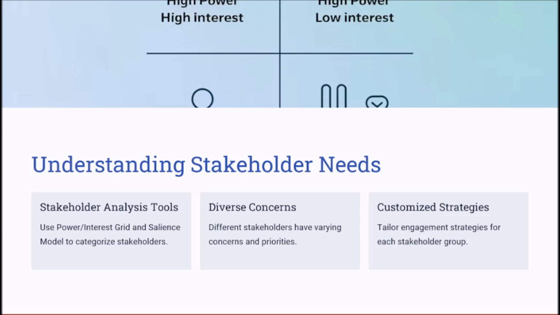Different stakeholders have different levels of influence, interest, and expectations. Using stakeholder analysis tools like the power interest grid, which we have explained during the planning phase, helps the project managers to prioritize the engagement efforts. Again, ensure that you are using different engagement strategies, and think of customizing them for each group to meet their needs.